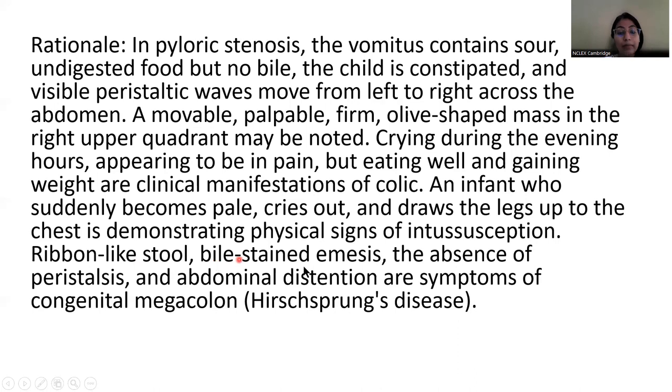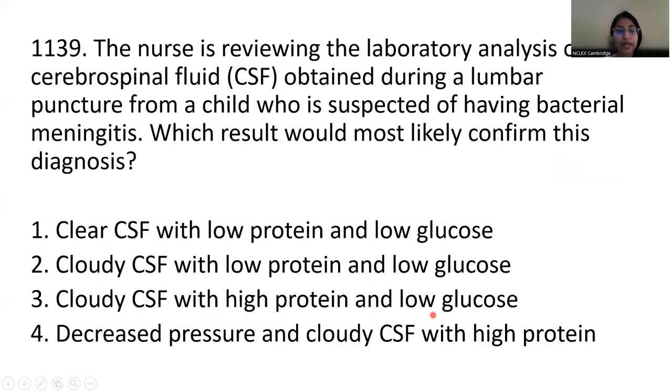Ribbon-like stool, bile-stained emesis, and absence of peristalsis and abdominal distension. These are symptoms of congenital megacolon, which is Hirschsprung's disease. Now let's move on to the next question.